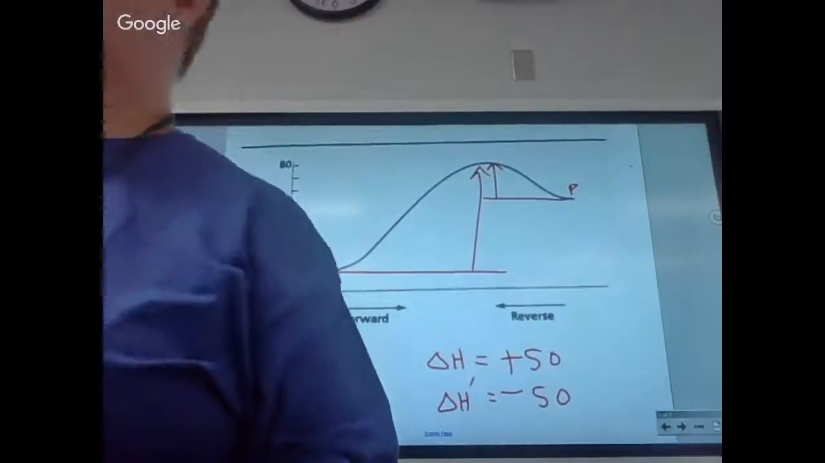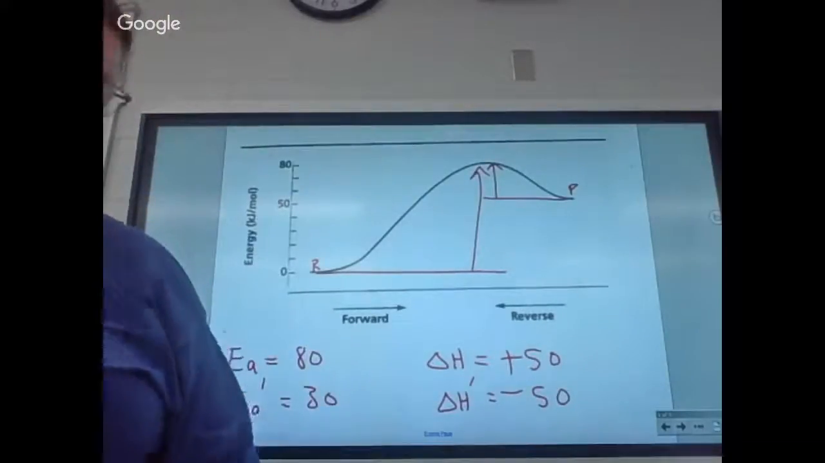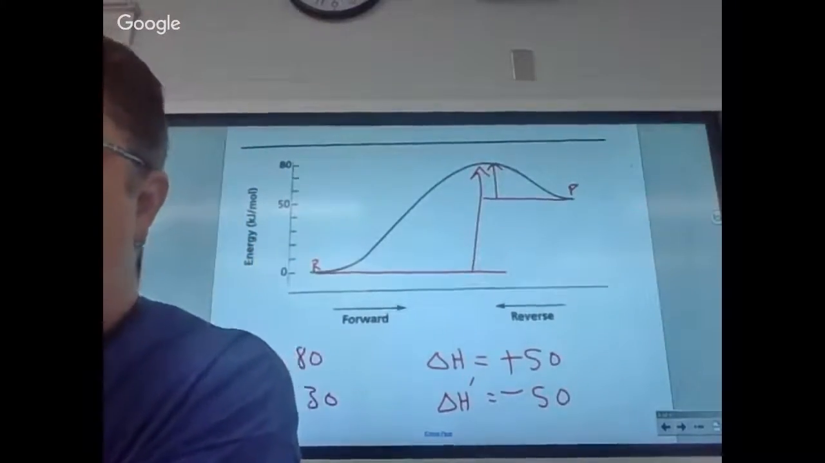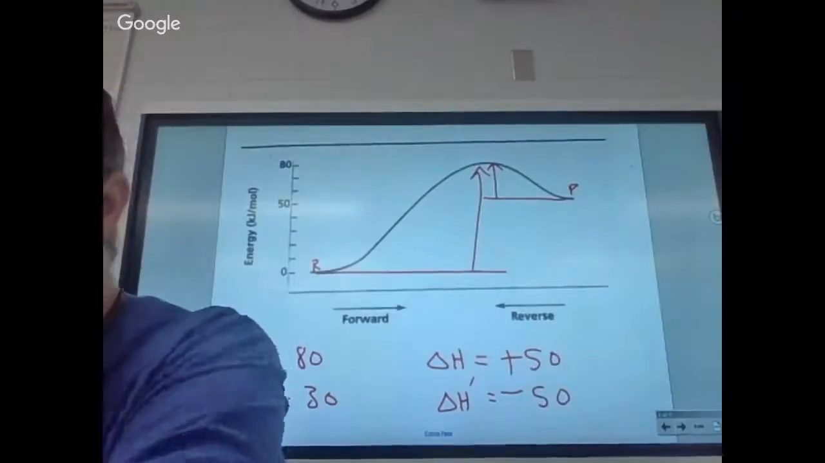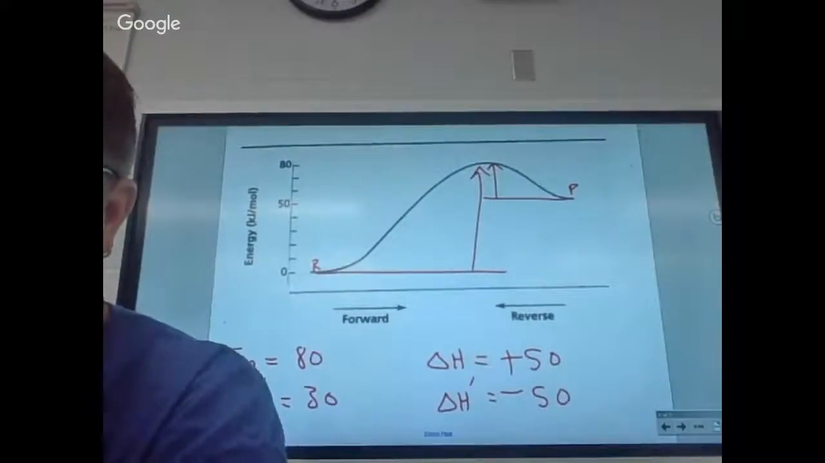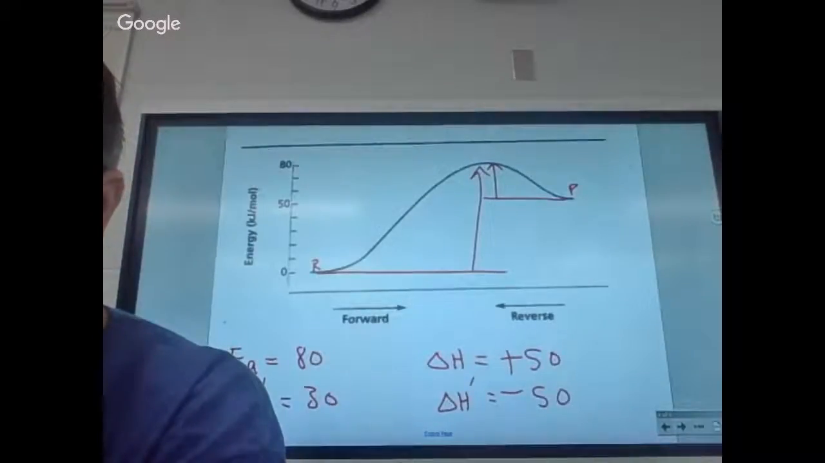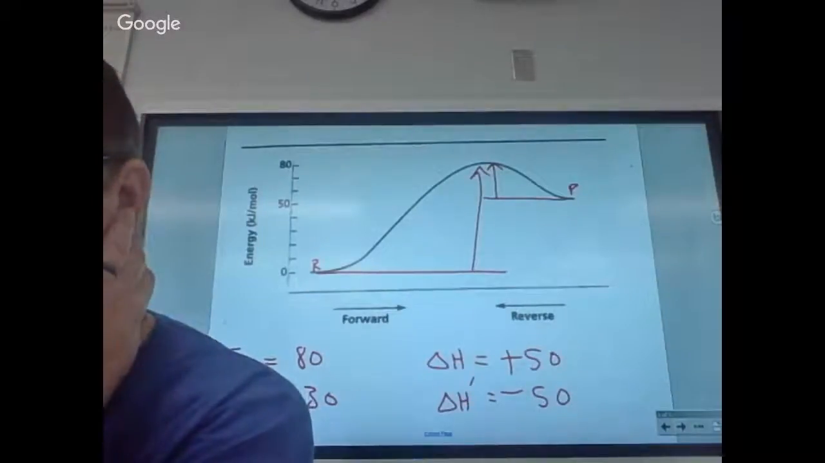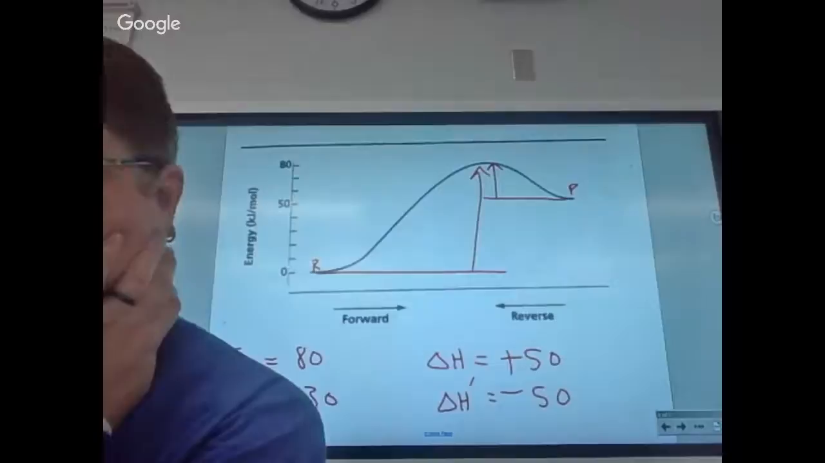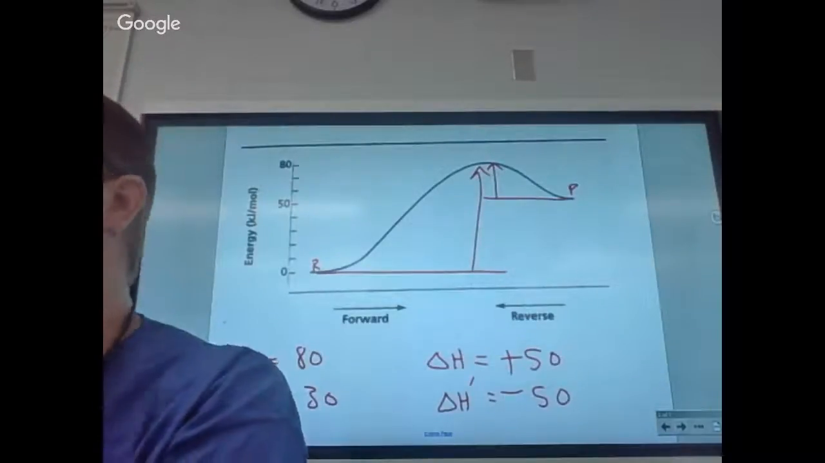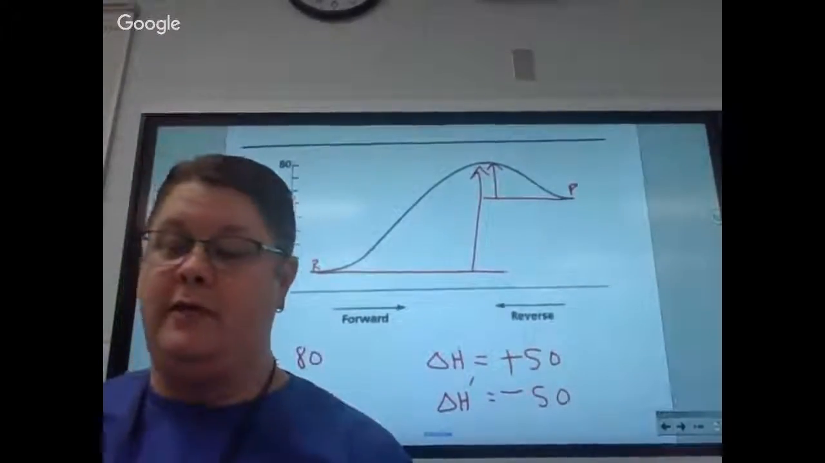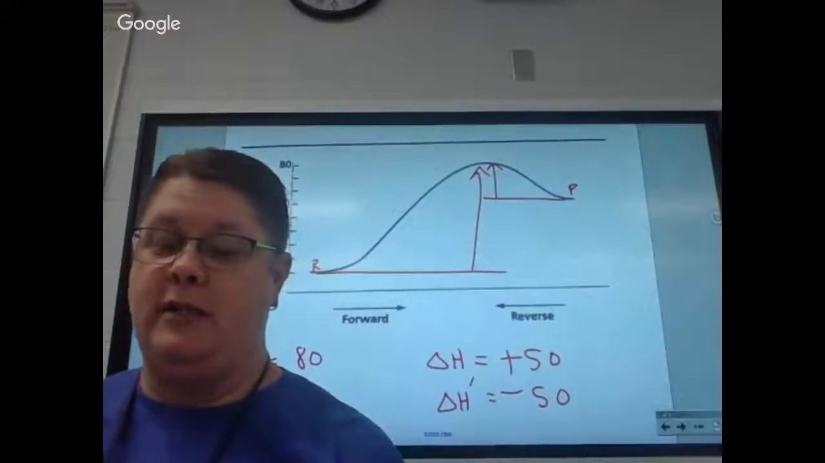Number 1, C. Number 2, D. Number 3, C. 4, D. 5, C. 6, A. 7, C. 8, D. 9, B. B as in boy. 10, D. 11, C. 12, C. And 13 is A.